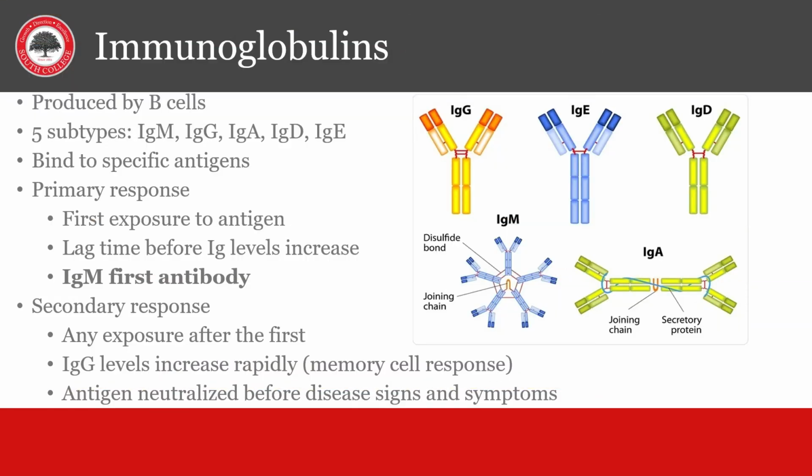Immunoglobulins are made by B cells, and there are 5 subtypes: IgM, IgG, IgA, IgD, and IgE. The first exposure to the antigen is very slow, but is much faster thereafter due to the memory cell response. If the memory response goes well, then there will be no signs or symptoms during the next attack. Remember, IgM is the first antibody.